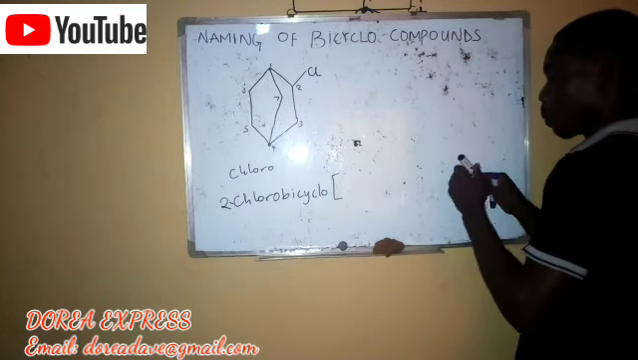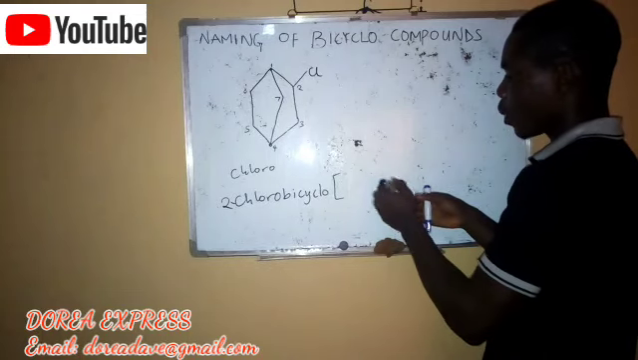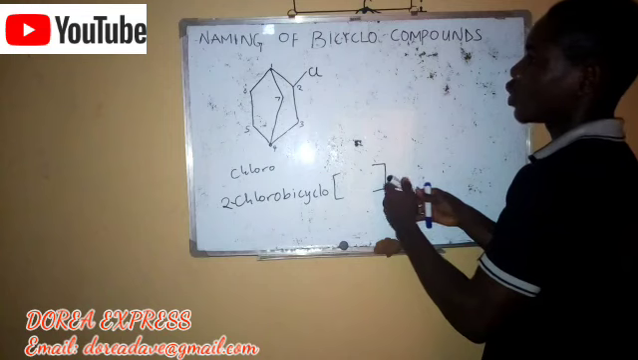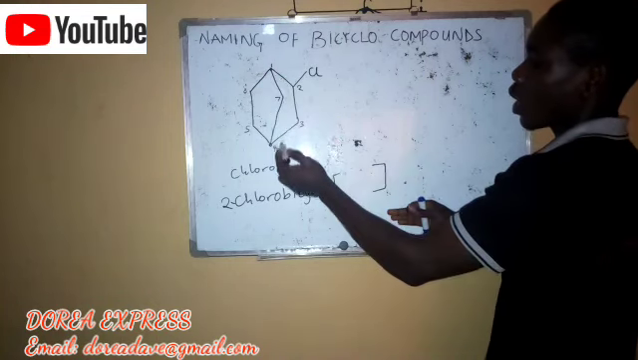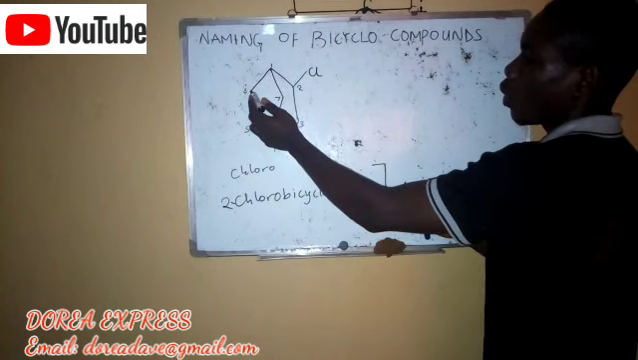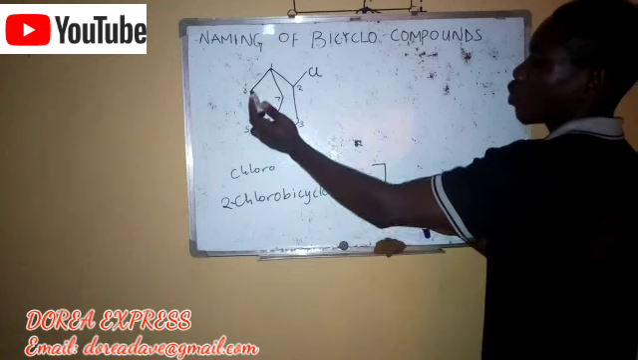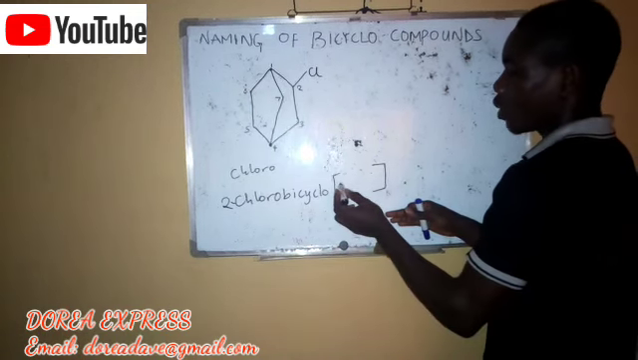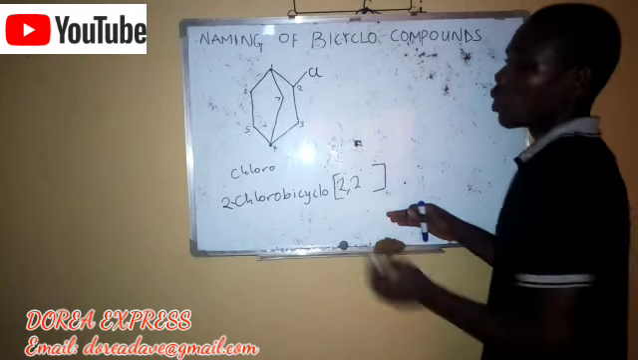Then at this point, when we are writing the numbers in this square bracket, we don't count the head bridge. If you look at it, this is the head bridge. We are not counting here, or here. We are only looking at these carbons here. So as you can see, we have 2 carbons here. We also have 2 carbons here. That is 2, 2, and we have 1 carbon in the head bridge.